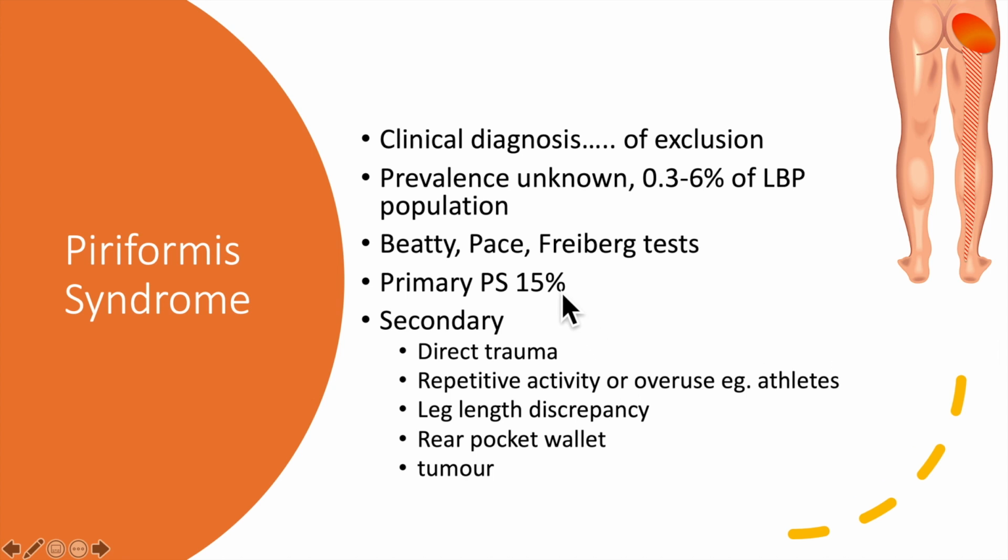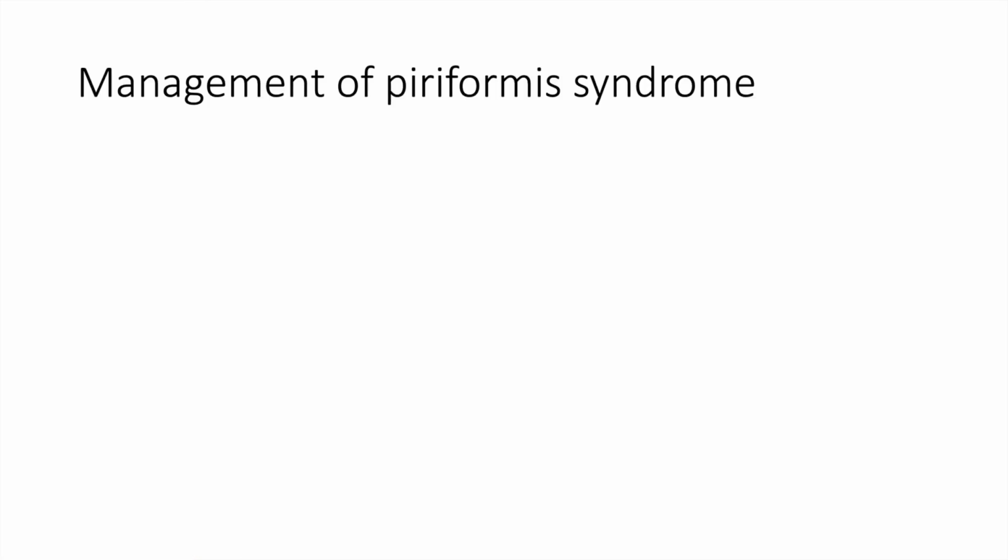Primary piriformis syndrome is not as common as secondary. Primary may probably be about one sixth of the causes. Secondary causes include repeated activity or overuse of the hip area, direct trauma, leg length discrepancy, or a back pocket wallet. I mean, someone who has a big wallet and is just pressing on the area, or even a tumor.